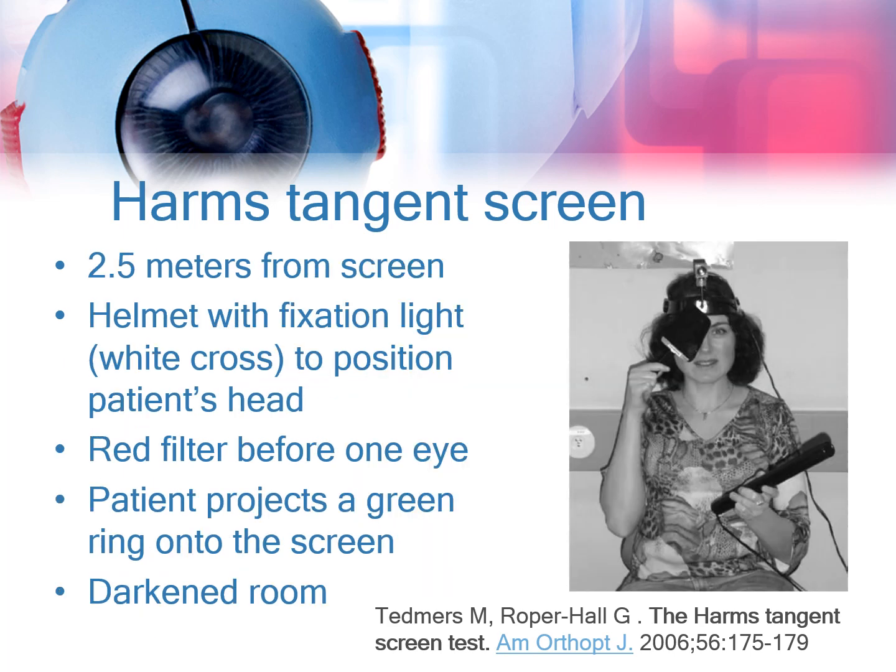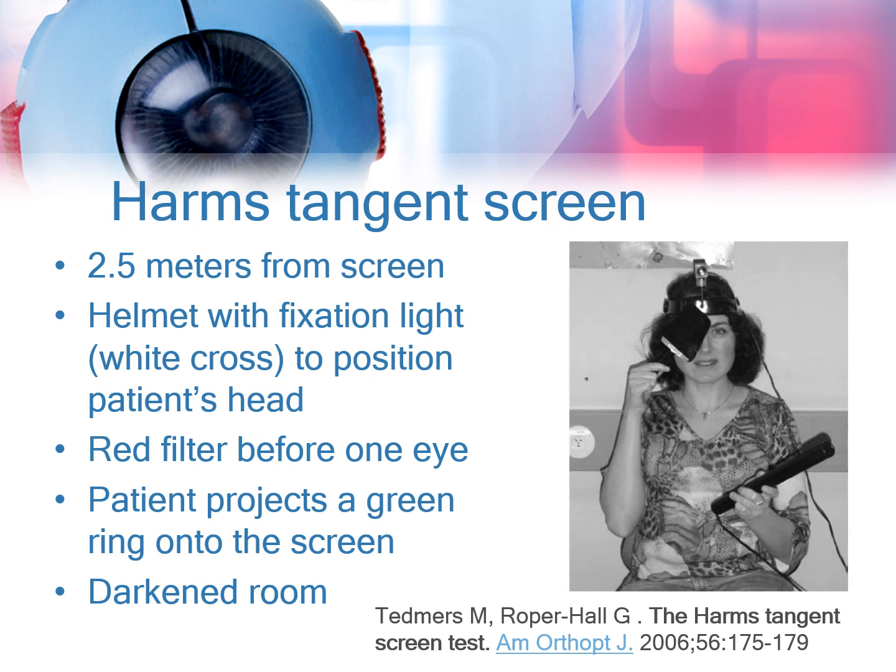The patient is seated 2.5 meters from the screen. A helmet with a fixation device is worn on the patient's head. This helmet projects a white cross on the screen. The examiner can use this cross to position the patient's head in any gaze position, usually about 25 or 30 degrees from the center. The fixation light is illuminated in the center of the screen.